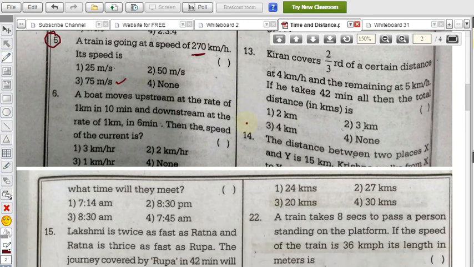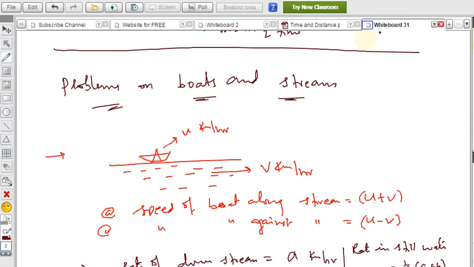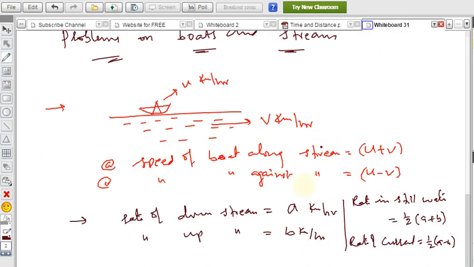Now sixth one, this is a boat upstream downstream problem. Let us see with the points. A boat moves upstream at the rate of 1 kilometer in 10 minutes, downstream at the rate of 1 kilometer in 6 minutes. Then the speed of the current. Okay, upstream and downstream. Speed of the current is half into a minus b, right? I wrote formulas here. So rate of current is 1 by 2 into a minus b.